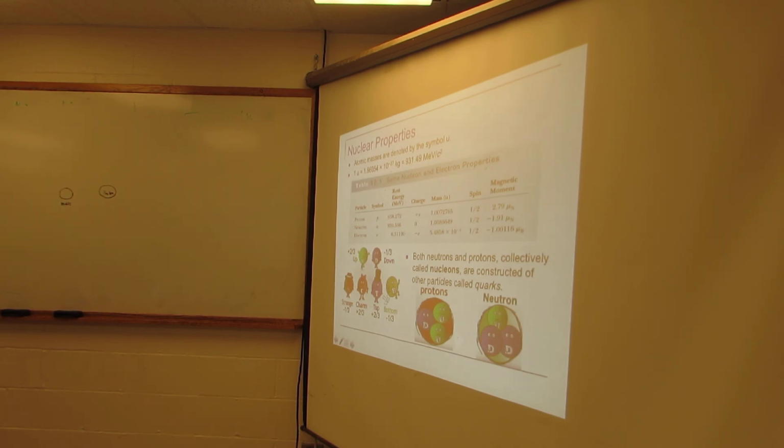We have the up, which is positive, with 2/3 charge. Down is minus 1/3. Then we have the strange, which is minus 1/3. Does everybody know why it's called strange? No? Okay, it's strange because they were doing an experiment with radiation, and they found that this one in particular had a longer period of decay. Then they said, oh, it's strange, it's not acting in the normal way.